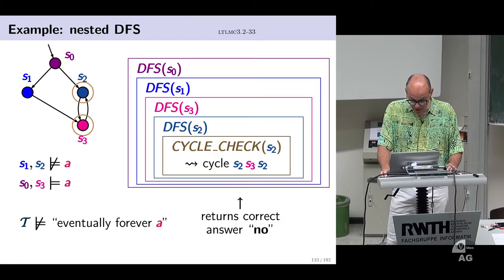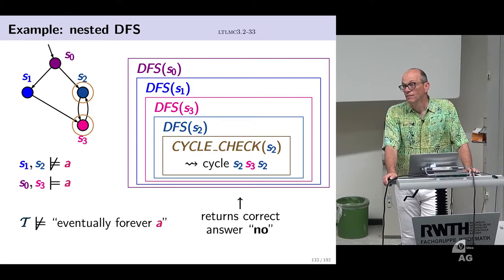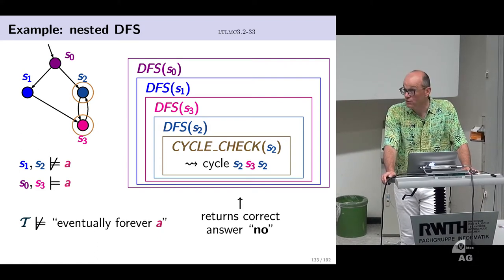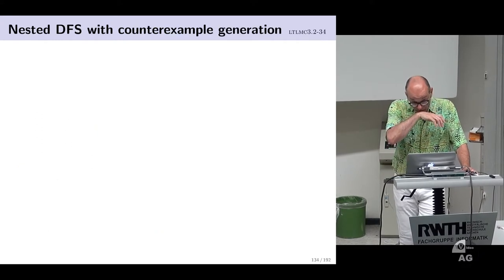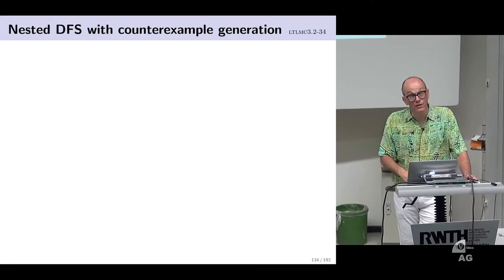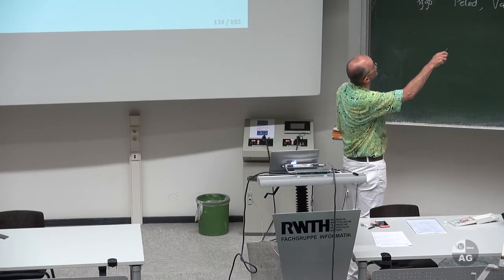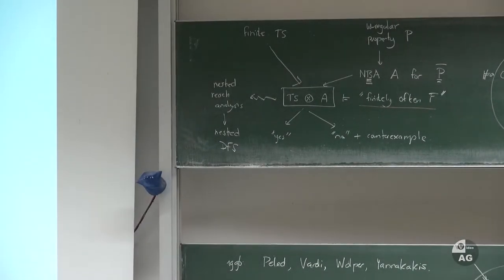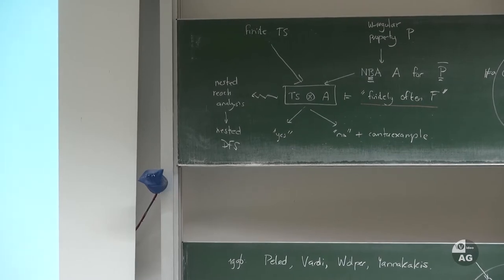Good. Are there any questions on this example? Is the principle clear? Yeah? Good, wonderful. Good. So you can also equip this with counterexample generation. Remember, because it's important that if I get no, no means we have found this cycle, I also would like to get a counterexample. How do I get a counterexample?